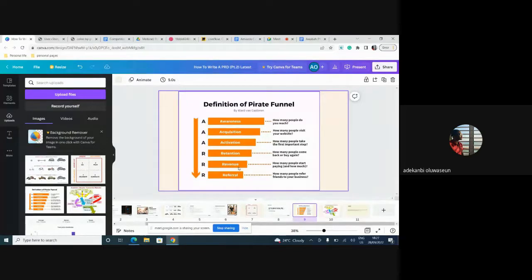So acquisition talks about people that sign up, right? So sign up, you want to measure how many people signed up on your website. So you can use Google Analytics to do this. There's Mixpanel. There's so many tools that you can use. There's Amplitude. So many amazing tools that can help you measure user behavior on your product.